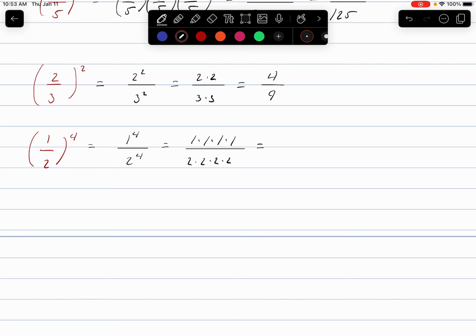So we have 1 times 1 times 1 times 1. If you multiply anything by 1, it's just itself. So 1 times 1 is just 1, and then we do it again, we get 1, and do it again, we get 1. So the numerator is going to be just 1.